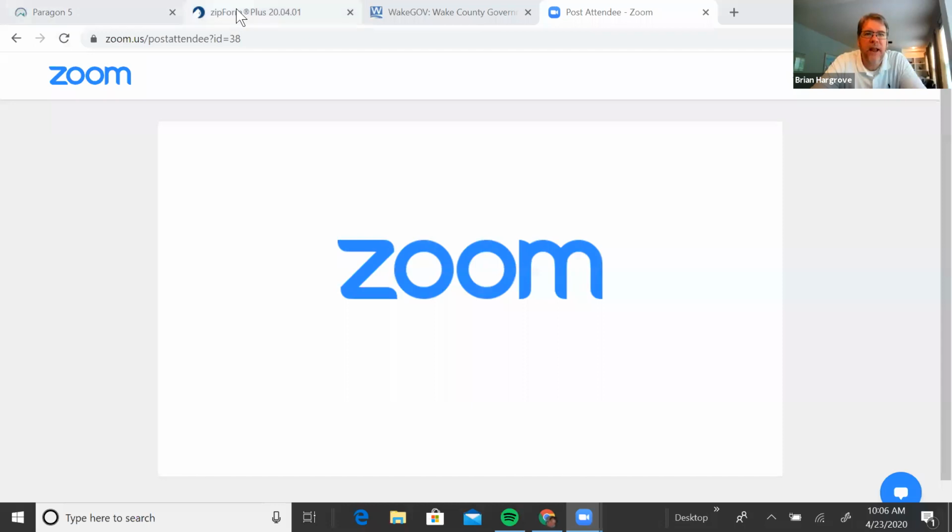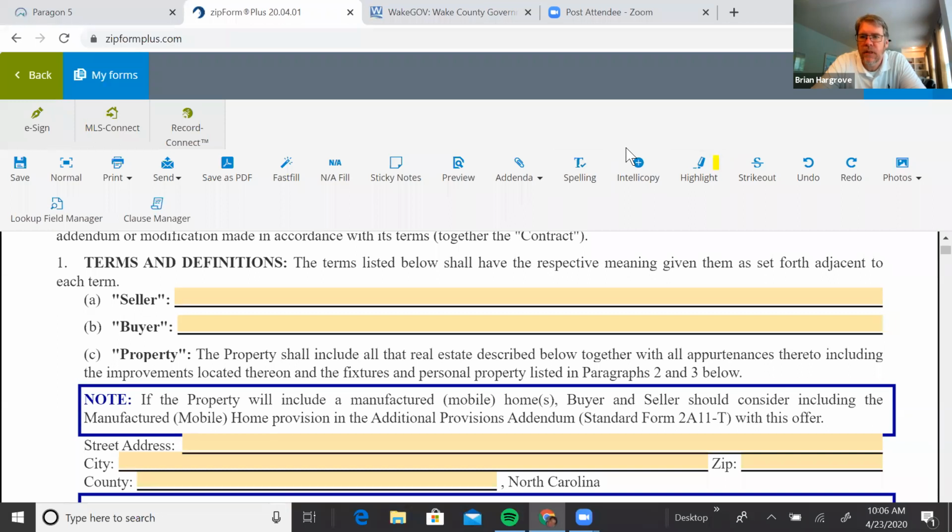So I'm going to share my screen with you. All right. So can everybody see the ZipForms document? Yes. Okay. So first thing, if you're brand new and you're not familiar with ZipForms, you will become familiar with ZipForms. We'll make sure that you're up and running on it.